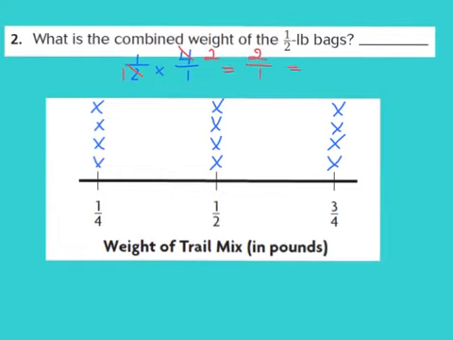And if I have the whole number 2 over 1, I know my answer is going to turn out to be 2. So what that tells me is the combined weight of the 1/2 pound bags is going to turn out to be 2 pounds. So we'll go ahead and write down 2 pounds, and we now have found our answer using our line plot.